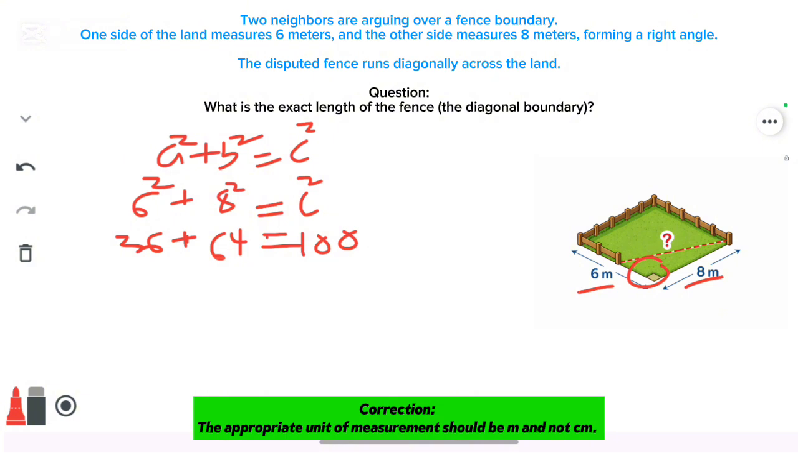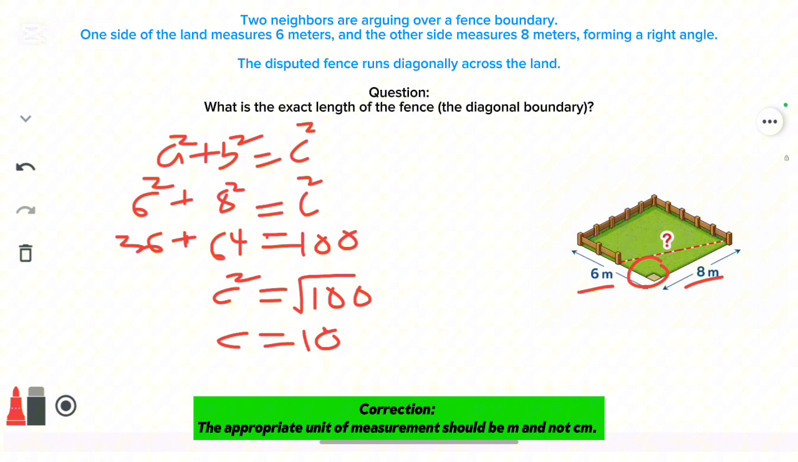The next step is we are going to find the square root of 100. So there we go. c squared is equal to the square root of 100, and the square root of 100 is equal to 10.